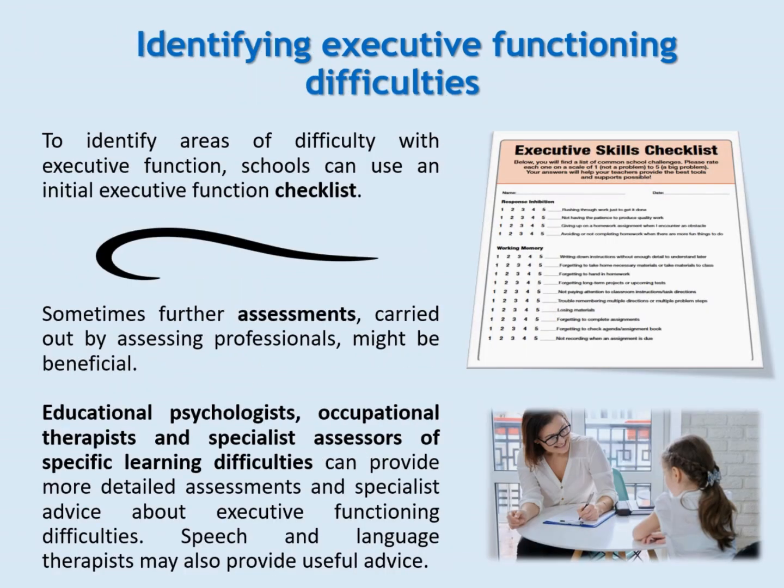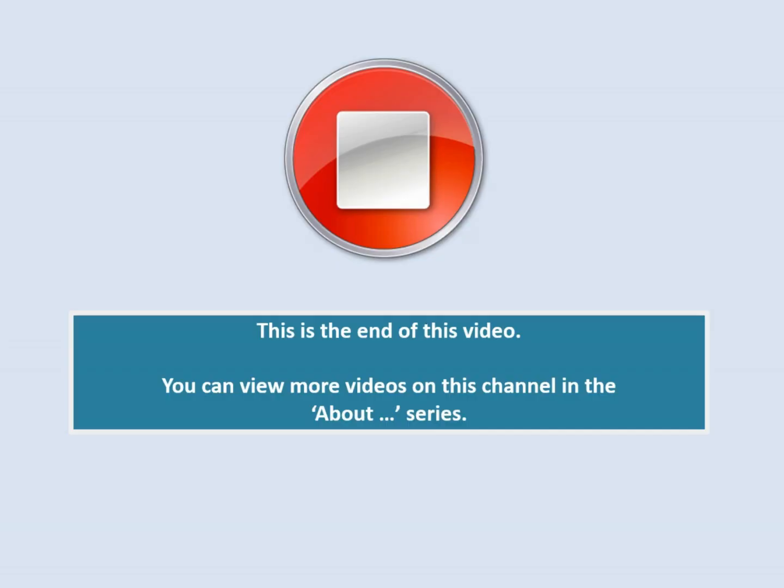Identifying executive functioning difficulties. To identify areas of difficulties with executive function, schools can use an initial executive function checklist. Sometimes further assessments carried out by assessing professionals might be beneficial. Educational psychologists, occupational therapists, and specialist assessors of specific learning difficulties can provide more detailed assessments and specialist advice about executive functioning difficulties. Speech and language therapists may also provide useful advice.